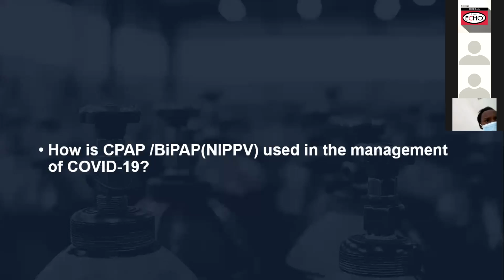So how is non-invasive positive pressure ventilation used in the management of COVID-19? We have seen that CPAP functions physically the same as BiPAP, except that for CPAP you have a set constant delivered pressure, but for BiPAP you have two different pressures. High pressure when the patient is inhaling, and lower pressure when the patient is exhaling, but they are basically the same. Next slide.